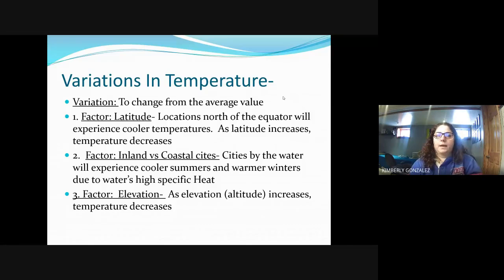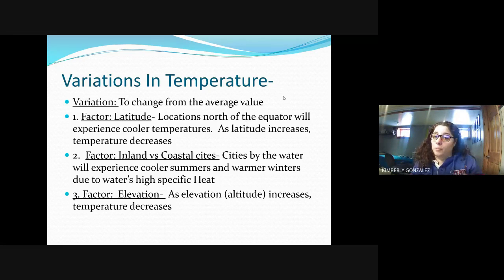Okay? Now, the last factor that you need to know on how it varies in temperature, and I believe that's the end of the period after this, is elevation. So as the elevation or the altitude increases, we know that the temperature decreases. If you were to compare the bottom of a mountain to the top of the mountain in the same location, the temperature at the top is going to be colder, right? Because there's more space in between the air molecules.